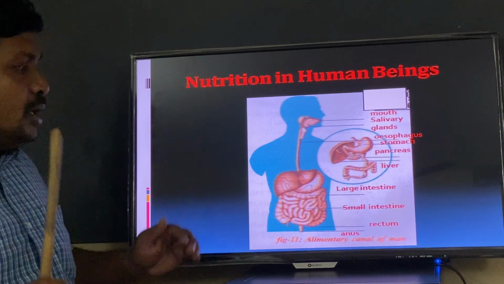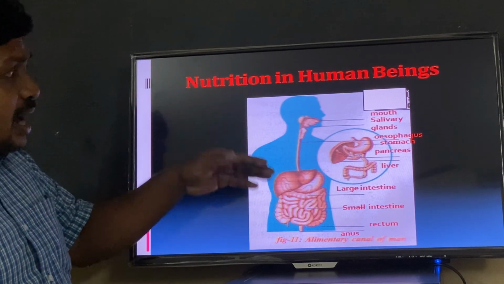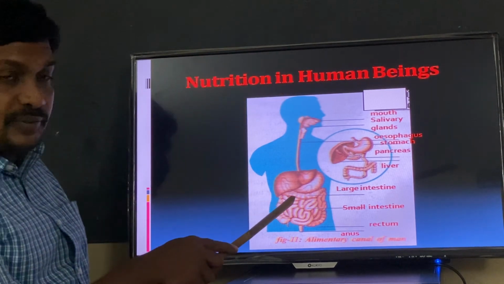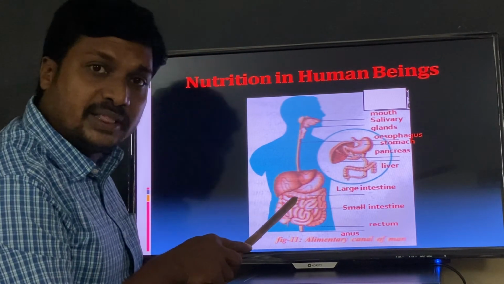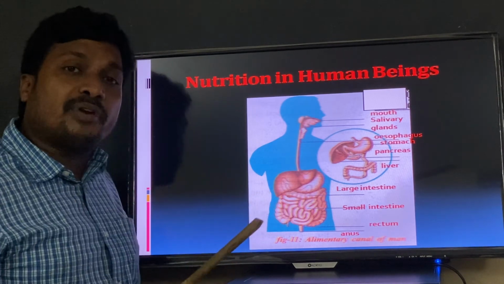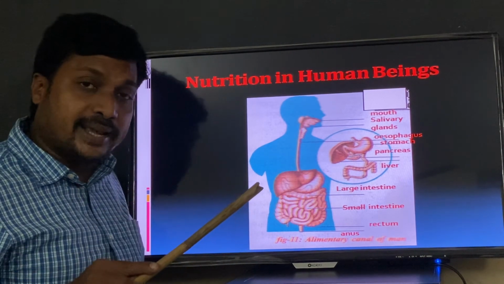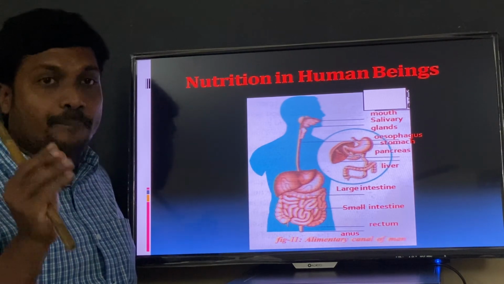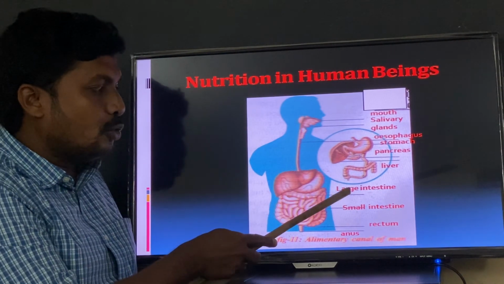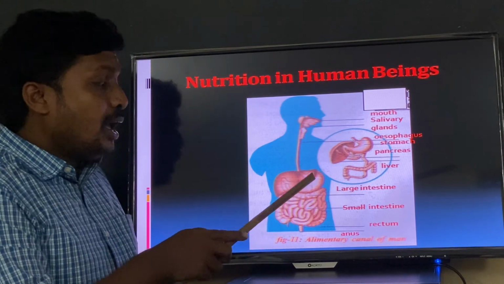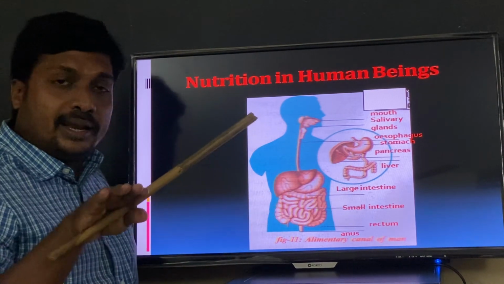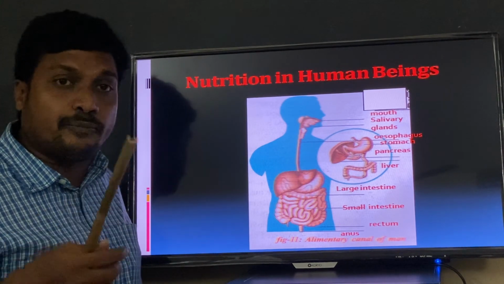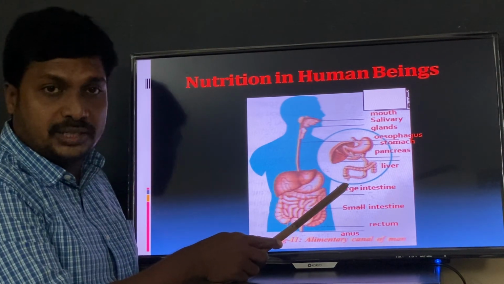Keep it in mind. Digestion starts from mouth or buccal cavity and ends with the small intestine. After completion of digestion in small intestine, the rest of food is called undigested food. It enters into the next part known as large intestine.